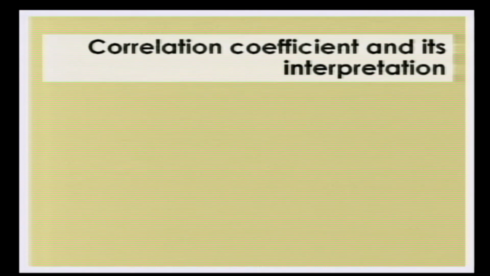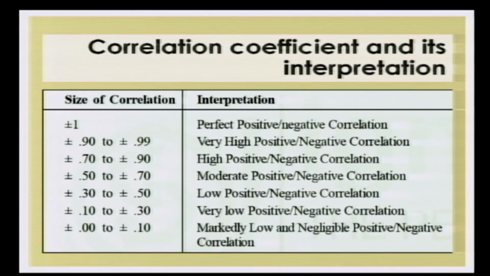Now the question comes, if you calculate a correlation coefficient, whether by using a rank difference method or a Karl-Pearson correlation method, you need to interpret that, because correlation as a value is not significant, it is not telling anything. So when we interpret, we follow a standard pattern. As I told you, 1 is the perfect correlation. If it is plus 1, positive perfect correlation. If it is minus, it is perfectly negatively correlated. But it is not possible.